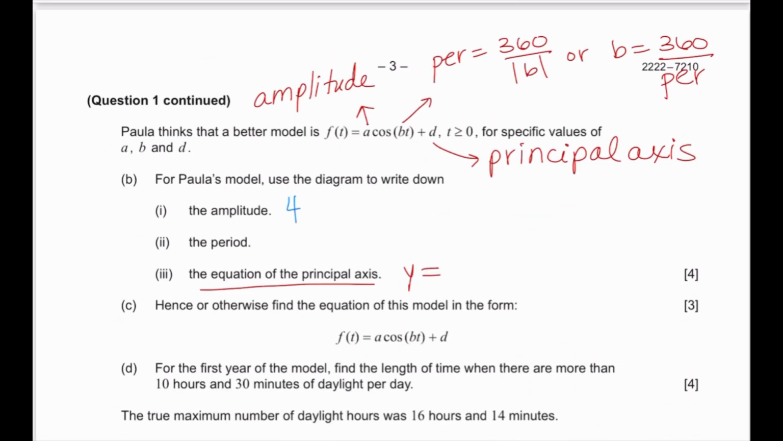Amplitude is always positive. The value of a in the equation is not necessarily always positive, but amplitude is always positive, because amplitude is half the distance between the minimum and maximum, and distance is always positive.